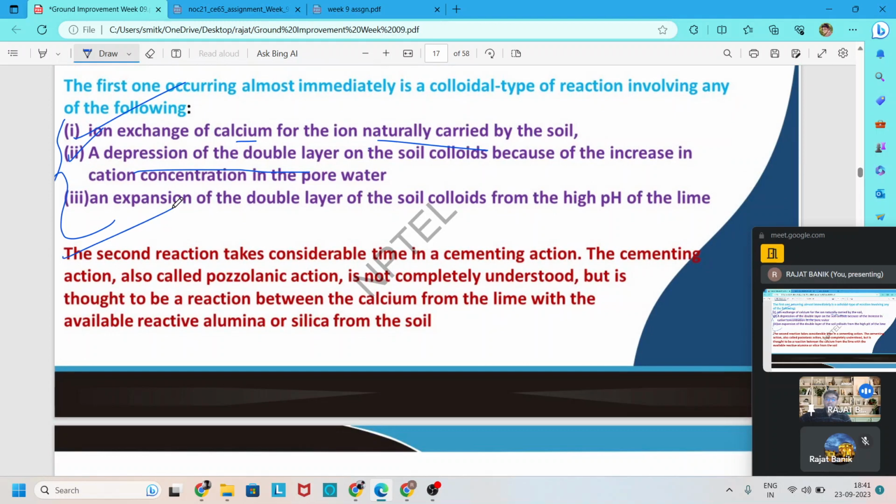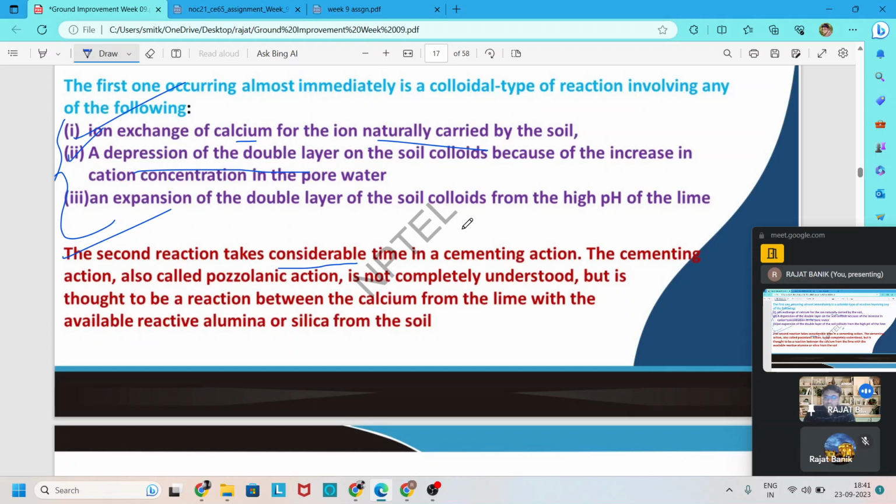Now we talk about the second reaction. It is said that it takes considerable time, a cementing action. The cementing action, also called the pozzolanic action, is not completely understood, but it is thought to be a reaction between the calcium from the lime and the available reactive alumina or silica from the soil.